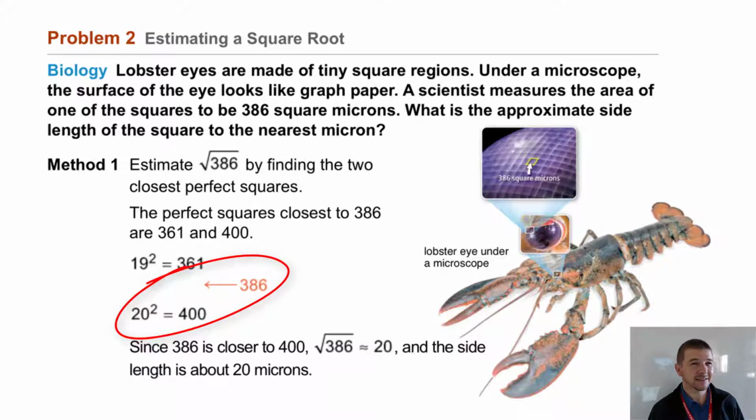That means the side length is about 20 microns because we were talking about squares. And remember, to find the area of a square, we just multiply side length times side length, or side length squared.